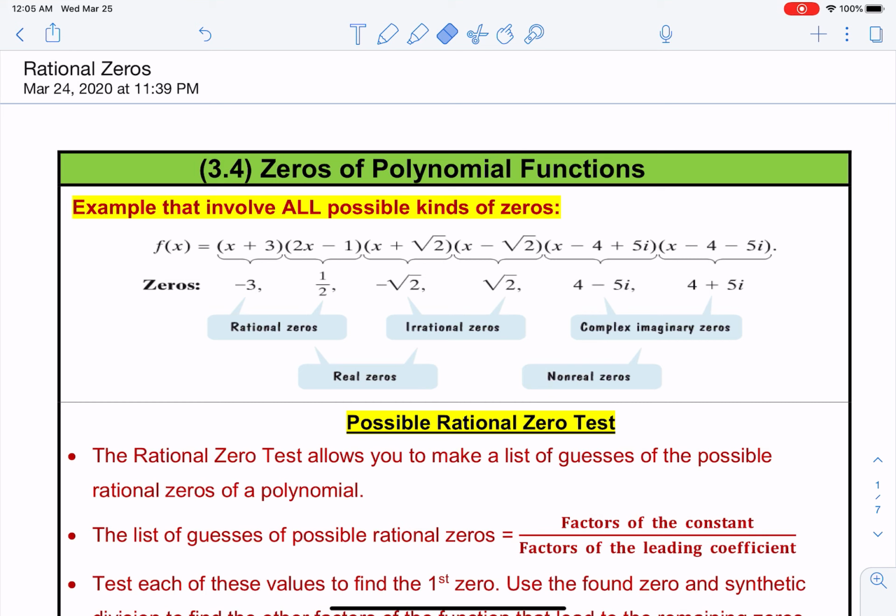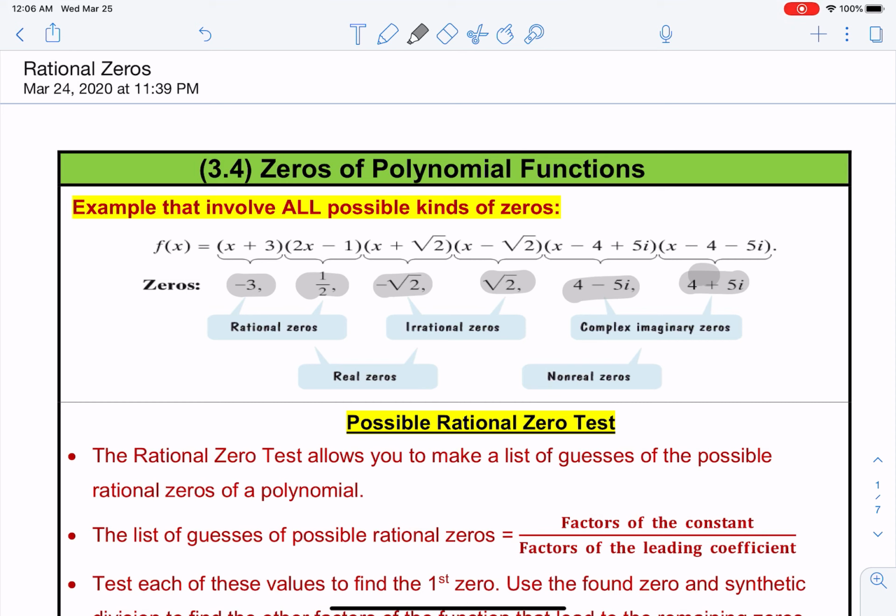If we have an nth degree polynomial, we are going to have a whole lot of roots, or zeros. They could be rational, they could be irrational, or they could be complex. So complex zeros are non-real zeros, obviously. The rational and irrational ones are real zeros. So one of the tests that we use to determine a rational zero is to guess.